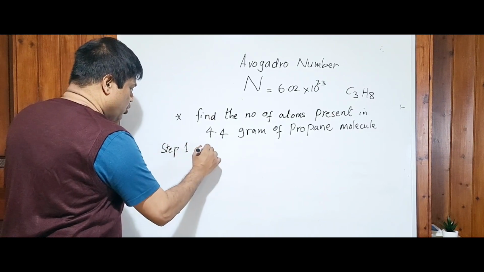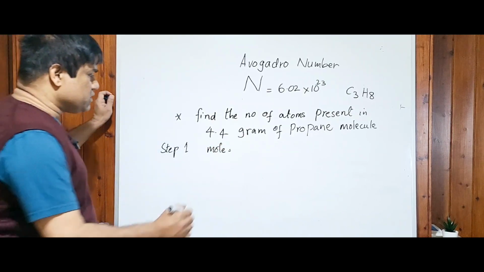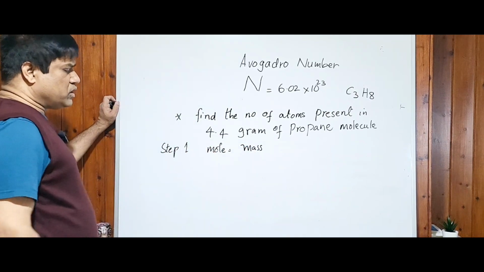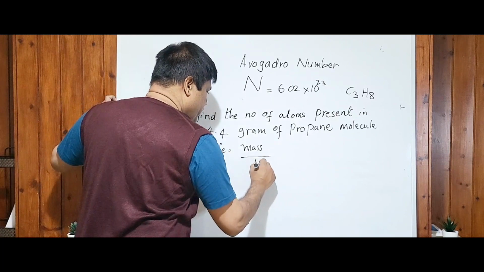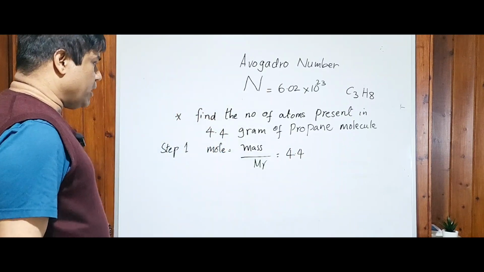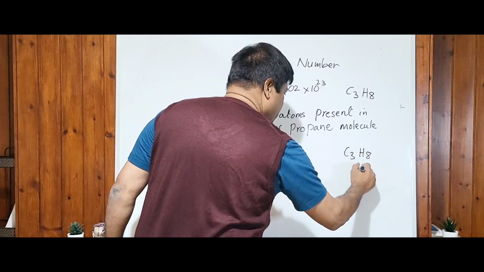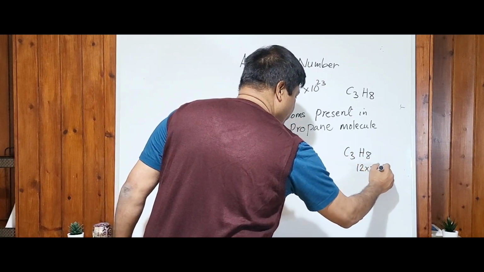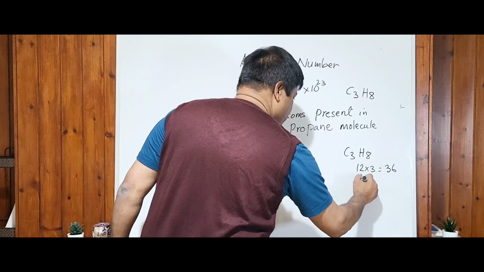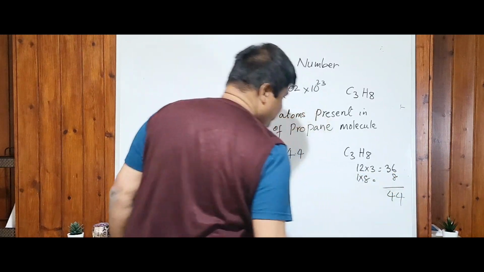Work out its mole. First, work out the mole, which is nothing but mass. What's the formula to work out the mole? Mass over MR. Mass is given, 4.4 gram, and MR of C3H8: carbon 12 times 3, which is 36, hydrogen 1 times 8, which is 8, so total 44.